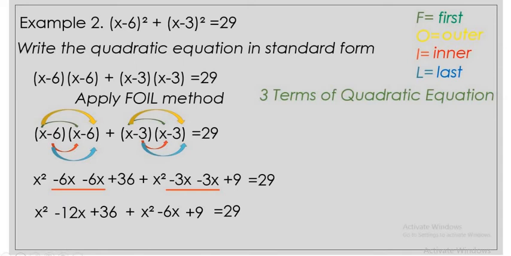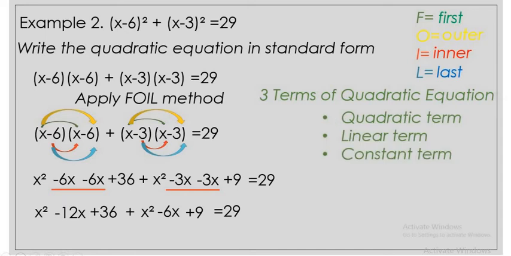So, don't forget that our quadratic equation has three terms. That is the quadratic term, linear term, and constant term. So, let's go first to the quadratic terms. These two are the quadratic terms, so x squared plus x squared is 2x squared.